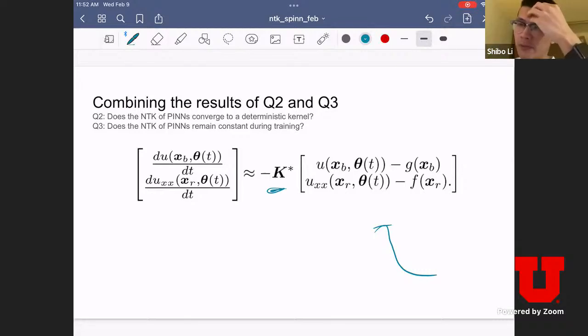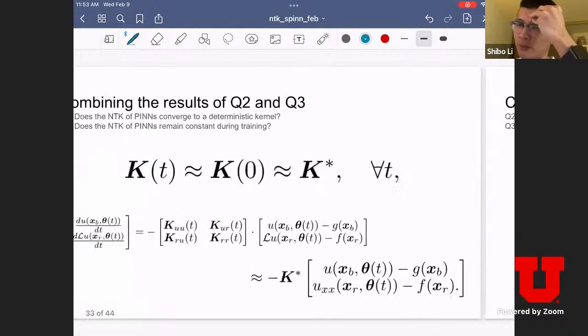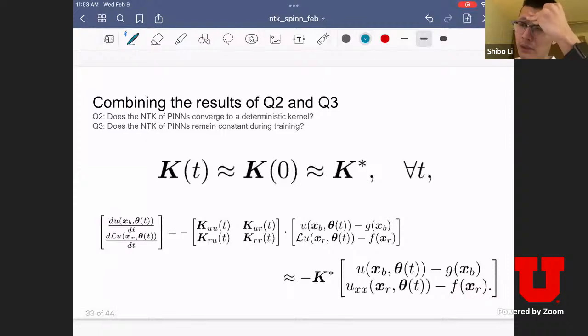Yeah, I kind of lost in between. So basically, they prove that K0 is equal to K star, so K does not change during the training, right? And so how does the spectral analysis become useful? Why do we need to compute the eigenvalues?